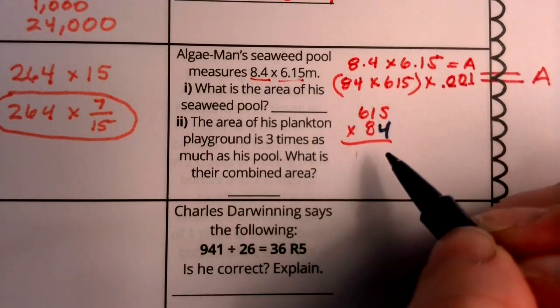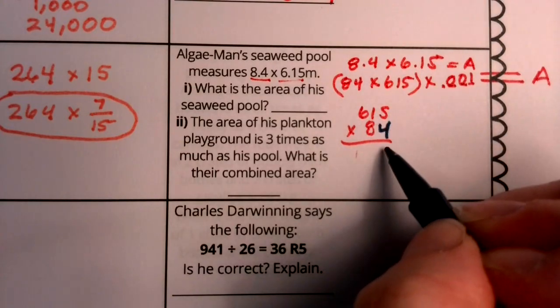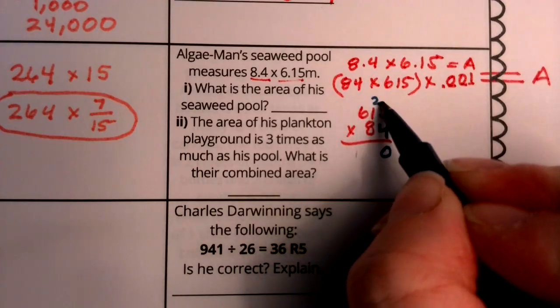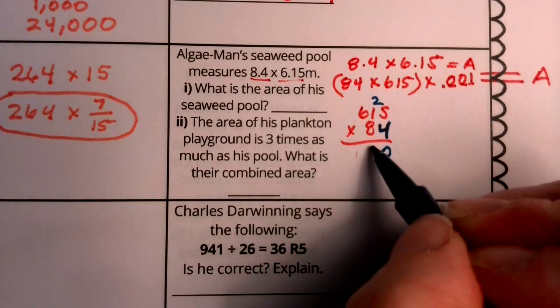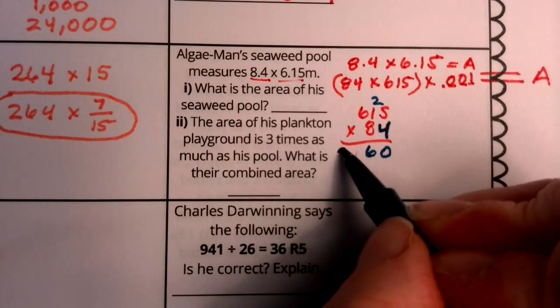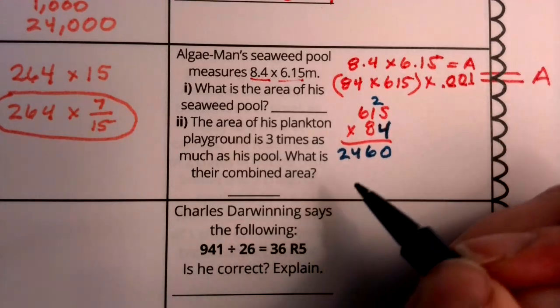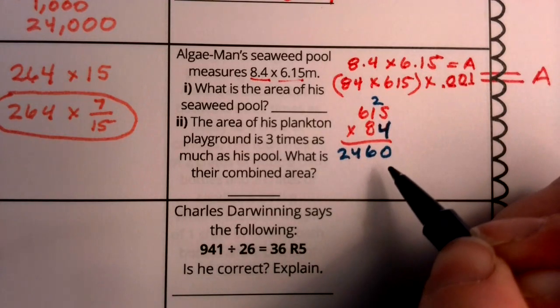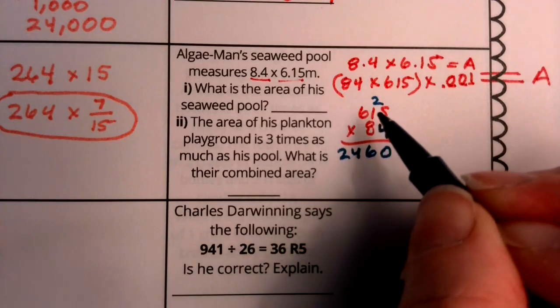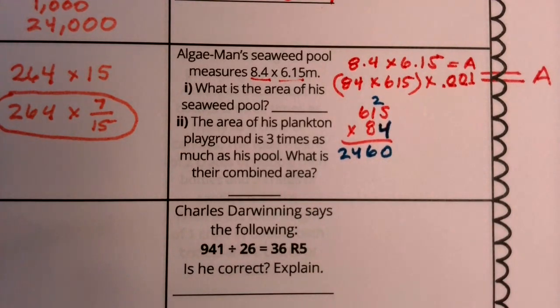I'm going to let my 4 be that first center point. 4 times 5 is 20. Here's my 0, carry my 2. 4 times 1 is 4, plus 2 is 6. 4 times 6 is 24. My first partial product is 2,460. And that is what 615 times 4 equals.